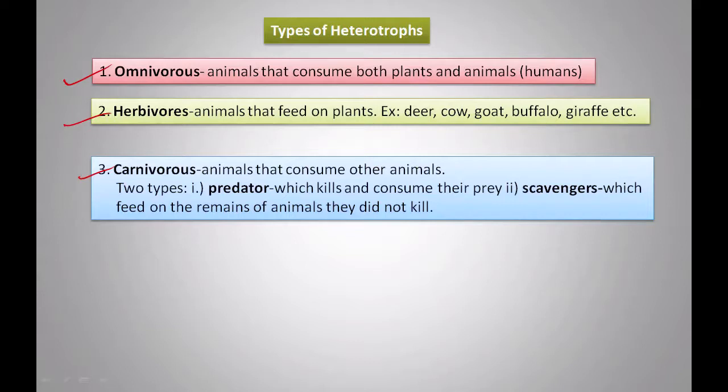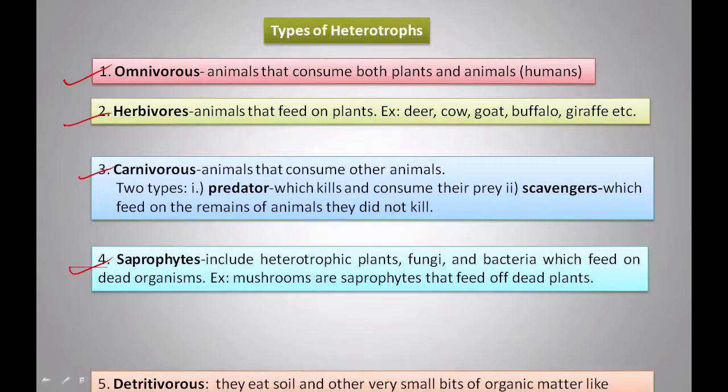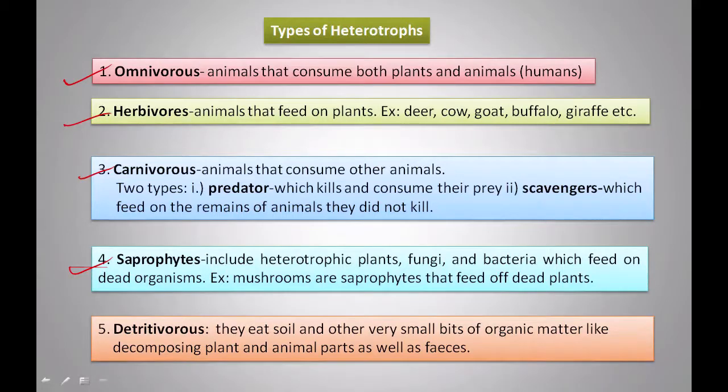Another is saprophytes. They include the heterotrophic plants, fungi, and bacteria which feed on dead organisms, like mushrooms or saprophytes that feed on dead plants. Then detritivorous. Detritivores eat soil and other very small bits of organic matter like decomposing plant and animal parts, as well as feces.